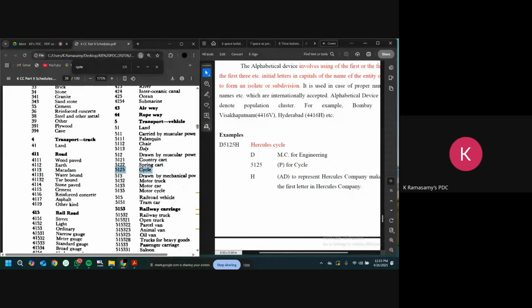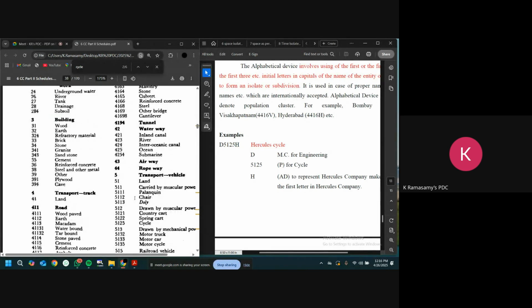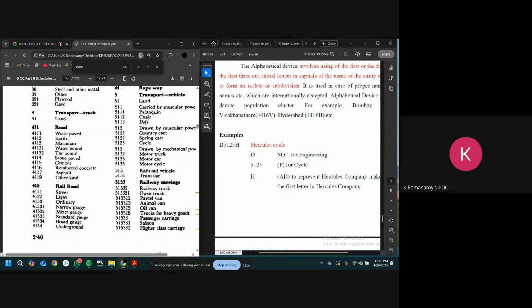5125, cycle. Where is it available? This is engineering. In engineering, under 4C in personality, 5125 stands for cycle. So I have written 5125 for cycle. It is a personality written here.